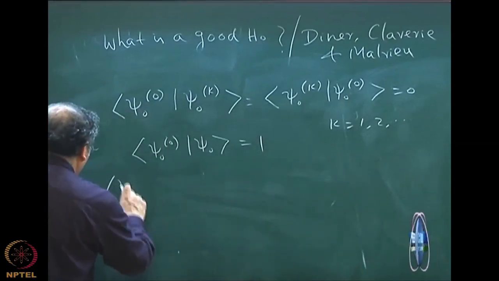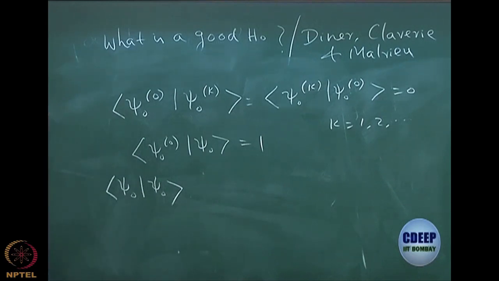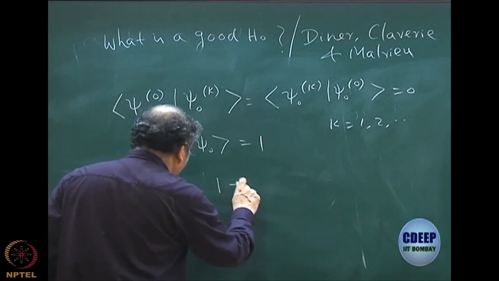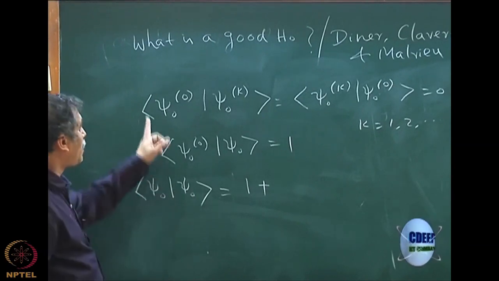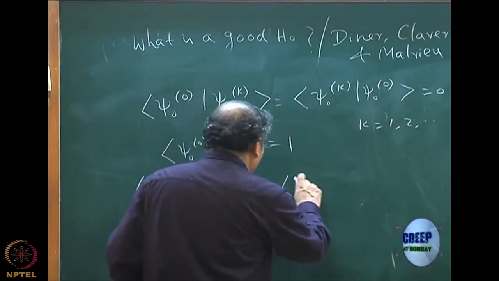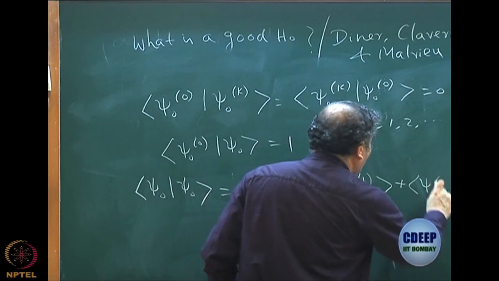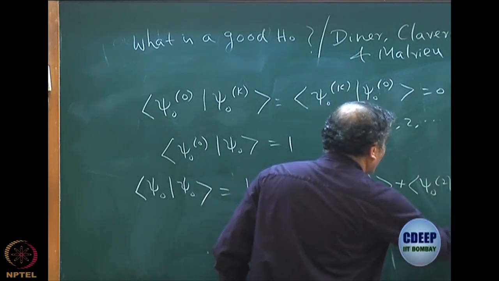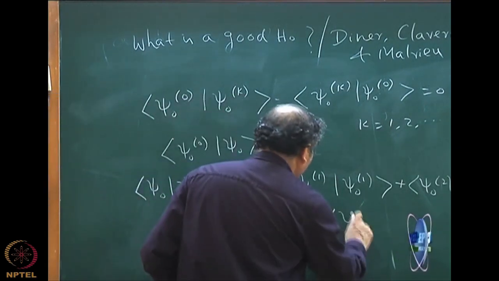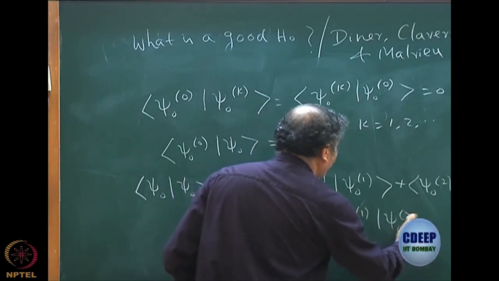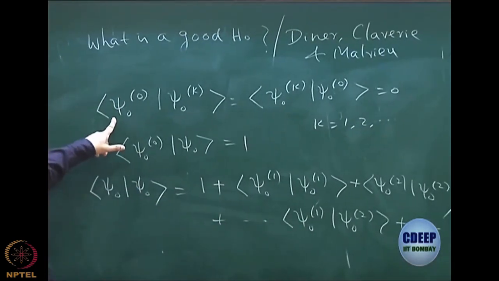This also means that if I take psi 0 0, because you may ask the question, what happens to the full normalization? Of course, the first term is psi 0 0 psi 0 0, which is 1. After that, you have all cross terms, psi 0 0 psi 0 1, which will all become 0. But there are terms like psi 0 1 psi 0 1, plus psi 0 2 psi 0 2, the norm of the corrections, and so on. And also cross terms like psi 0 1 psi 0 2, etcetera. Lots of cross terms, which are not orthogonal, because they are only orthogonal to psi 0 0.